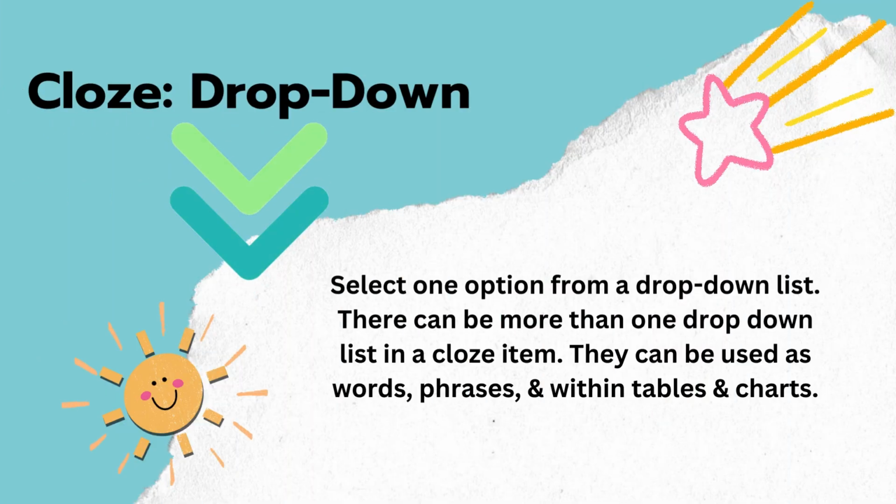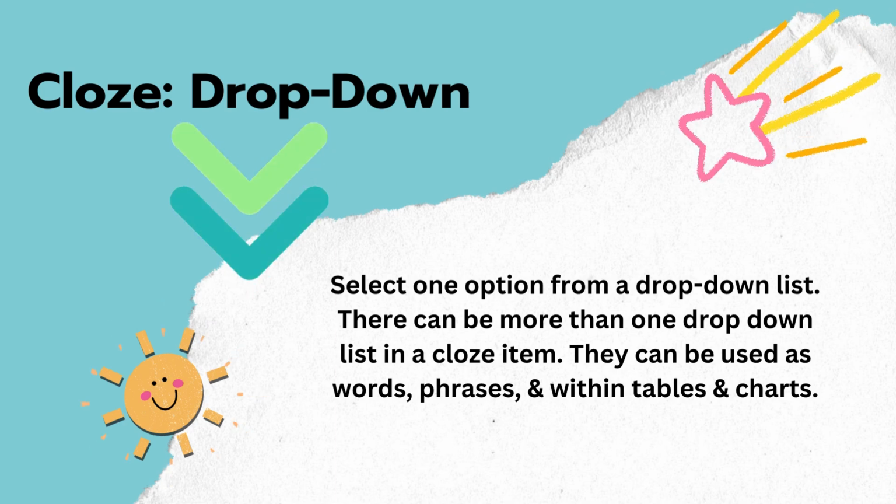The cloze or drop down allows you to select one option from a drop down list. There can be more than one drop down list in a cloze item. These drop down lists can be used as words or phrases within a sentence or within tables and charts.